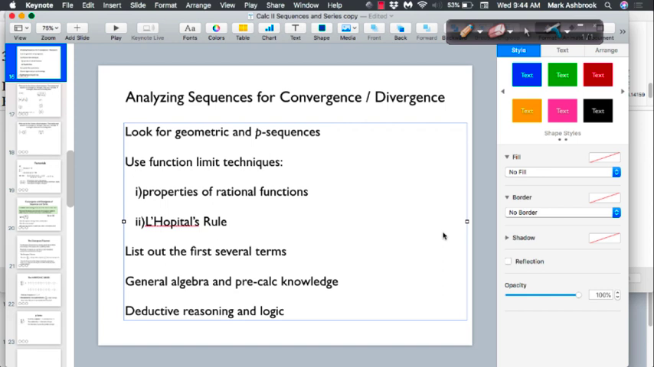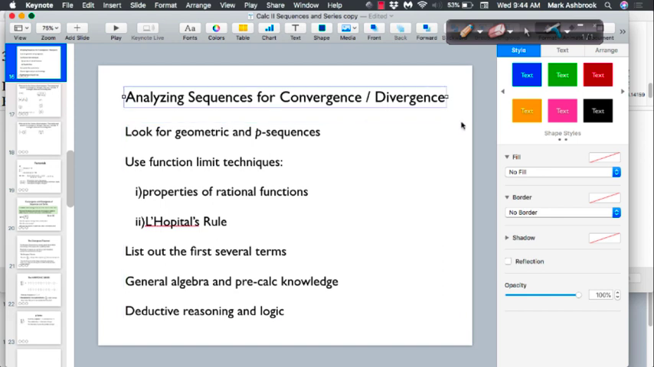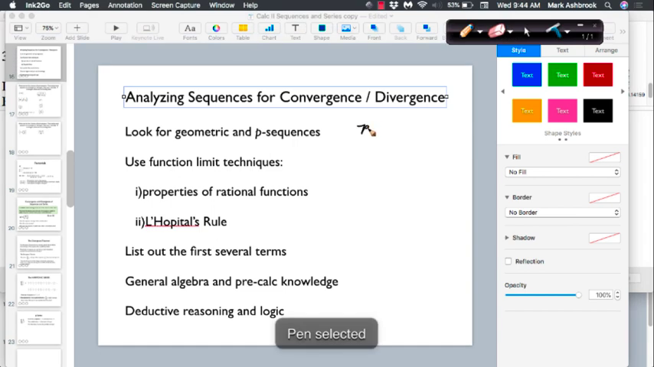Okay, so what did we say a P sequence was? 1 over I to the P. So what is constant and what is changing there? The P is constant. For a particular P sequence, you have a constant value of P, right? And the I is your index, right? 1, 2, 3, 4. That's how you generate the terms of the sequence. I is 1, I is 2, I is 3, I is 4.